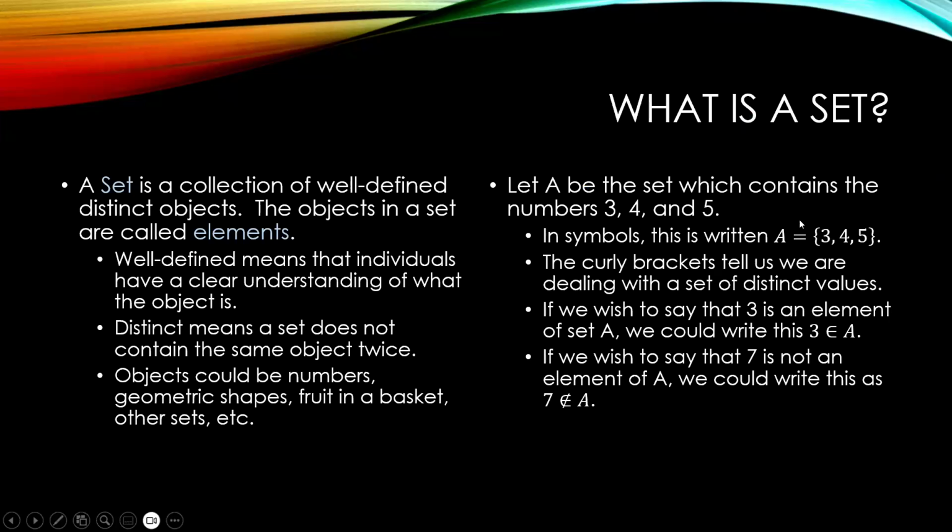And so let A be the set which contains the numbers 3, 4, and 5, just as an example. In symbols, we could say A is equal to the set containing 3, 4, and 5. We have the curly brackets to denote that this is a set and that these are distinct values within that set. If we wish to say that 3 is an element of the set A, we would write it like this. 3 is an element of A. If we wish to say that 7 is not an element of A, then we could say that 7 is not an element of A.